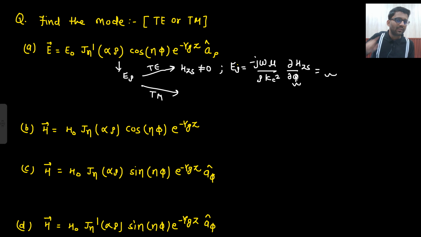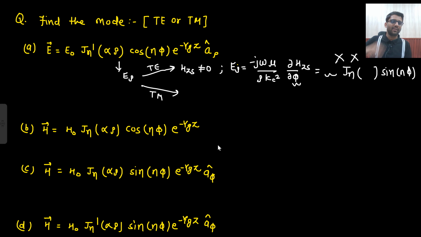Some constant value. Then since differentiation is done with respect to phi, Jn will remain there as it is, and it will be sin phi. So here you should be getting sin and Jn, but what we are getting is Jn dash and cos. So certainly it is not your transverse electric. So this is not possible. What about transverse magnetic? Let's check for transverse magnetic as well, because the option could be mentioned that this field is not even possible. There can be three answers: TE, TM, or the field is itself not possible.